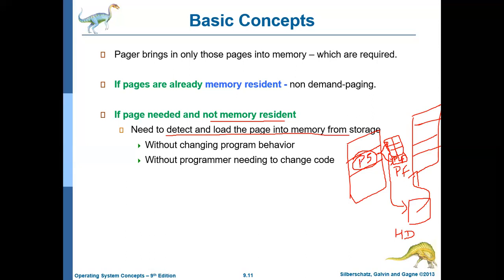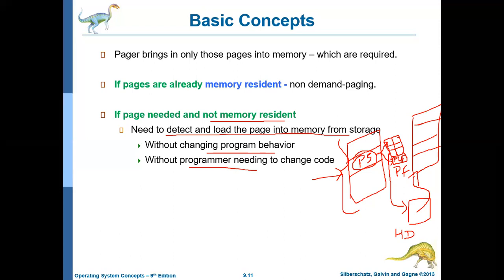It should do all these things without changing the program behavior. The program behavior should not change, and the programmer need not make any change in the code. It should not affect the programmer. The programmer will assume that all pages are available in the physical memory. In that context only he works, because he sees only the logical memory or the virtual memory. He doesn't know that the logical memory is different from physical memory, and that there is some memory management unit which is mapping logical memory to physical memory. All these things he doesn't know.